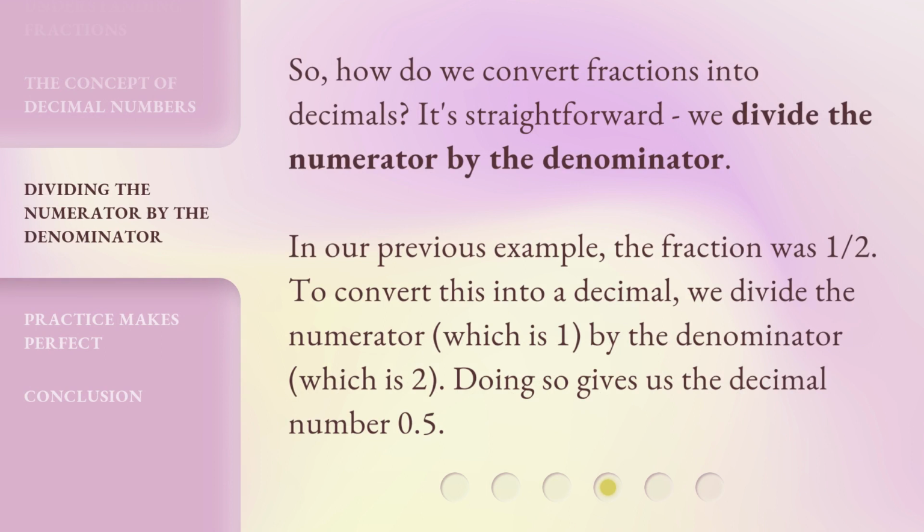So, how do we convert fractions into decimals? It's straightforward. We divide the numerator by the denominator. In our previous example, the fraction was 1/2. To convert this into a decimal, we divide the numerator, which is 1, by the denominator, which is 2. Doing so gives us the decimal number 0.5.